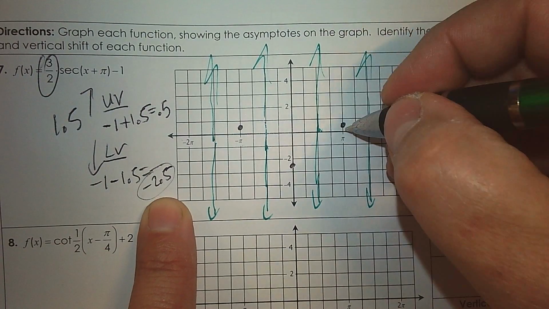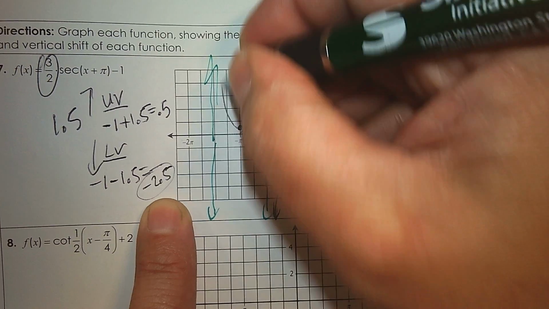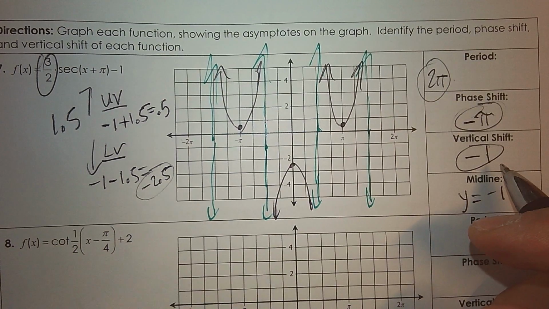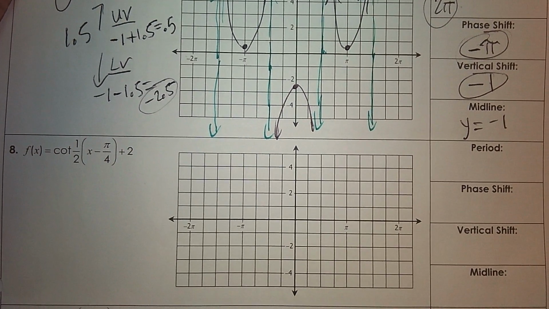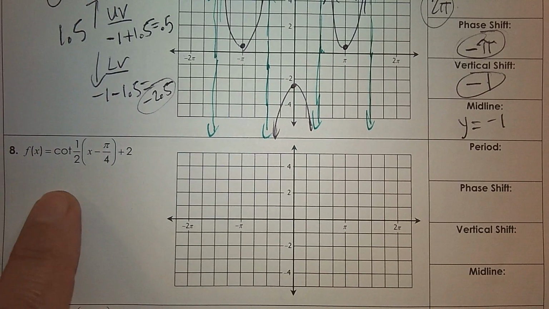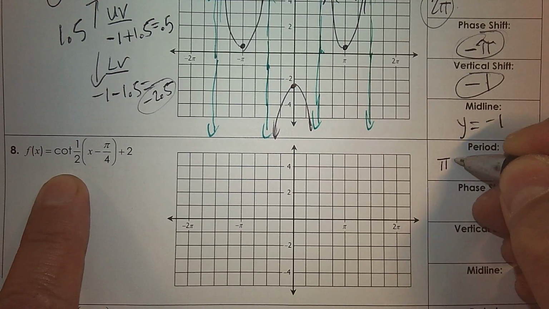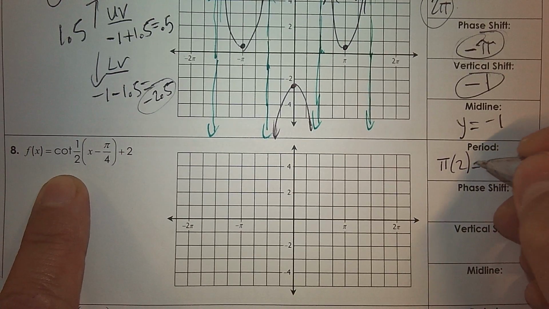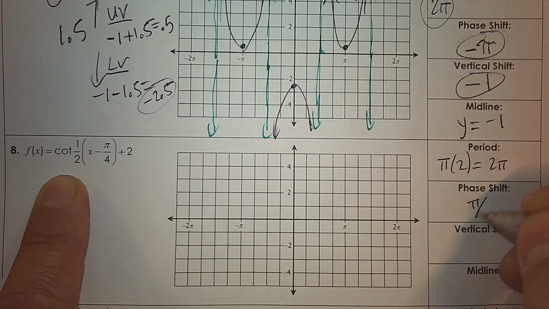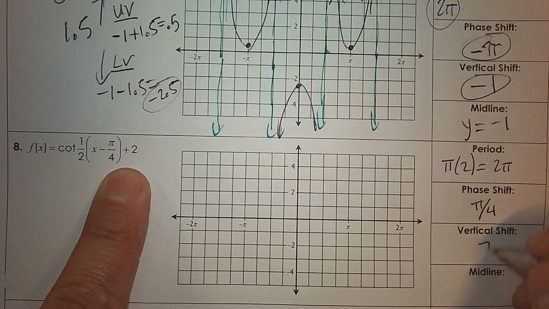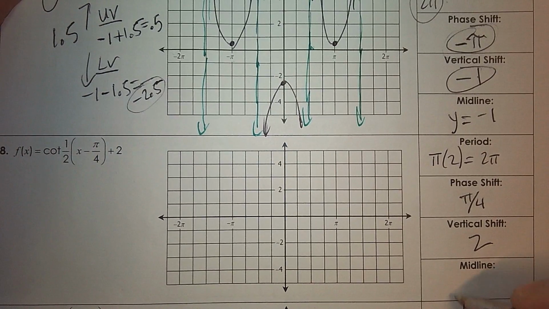Remember, the upper ones are going to fold up, and the lower ones are going to fold down. Number 8. Cotangent, so the period would be pi. Now, half to undo it, that's times 2. So that's 2 pi. The phase shift's positive pi over 4. The vertical shift is 2. And the midline would then be at 2.